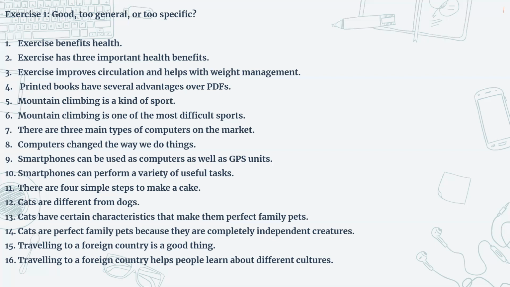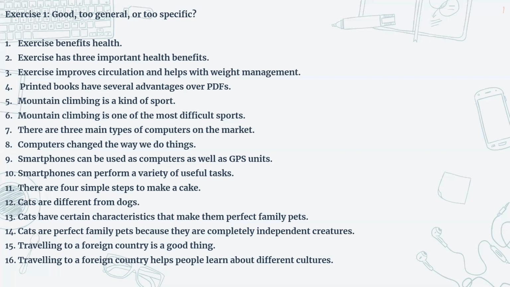Four, printed books have several advantages over PDFs. Okay, I like this one. This one is a good topic sentence. It has a topic, printed books, and it has the controlling idea, which is the several advantages that printed books have over PDFs. Five, mountain climbing is a kind of sport. So what's new? We all know that mountain climbing is a kind of sport. So there is no controlling idea. Okay, so this is not a good topic sentence. It's too general.